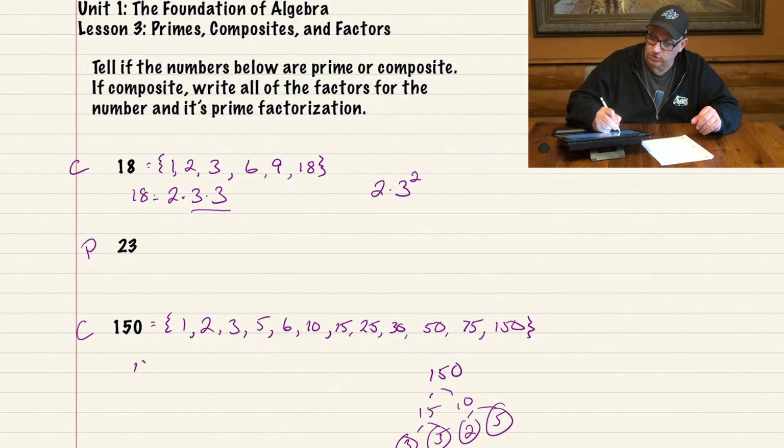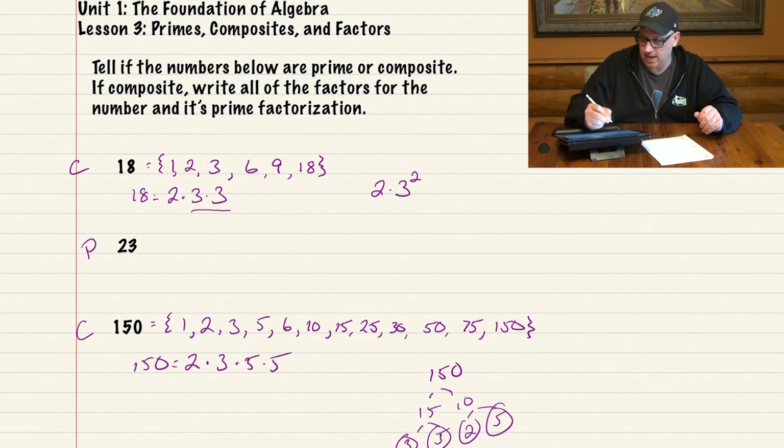My prime factorization for 150 is going to be 2, I'm putting these in order, times 3 times 5 times 5. And again, you could write this as 2 times 3 times 5 to the second power.